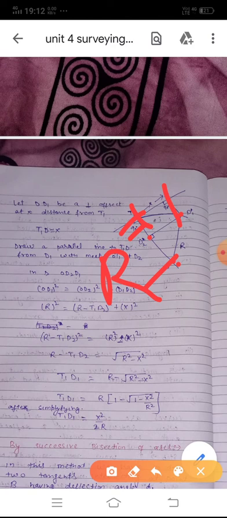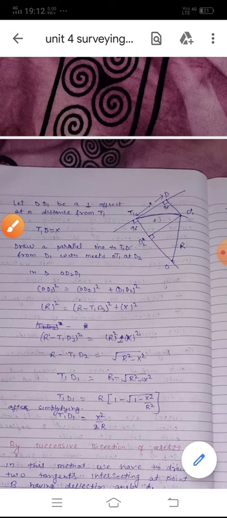as we know, T1D1 is equal to R minus the root of R square minus X square, and T1D1 is equal to, when we take R outside from the bracket, then it becomes R times 1 minus under the root 1 minus X square upon R square. After simplifying, T1D1 is equal to X square upon 2R.